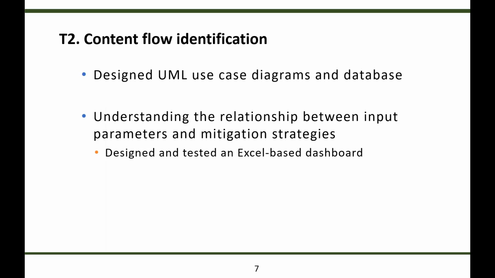Under task 2, content flow identification, we designed a UML use case diagram and a database that we are going to see in a minute. Also, to better understand the relationship between input parameters and mitigation strategies in the guide, we first designed and tested an Excel-based decision support tool based on the use case diagram, and this tool served as our reference point for developing the web-based tool.